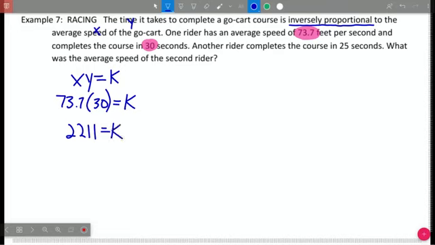Now, when we think about the context of that, if I take the speed times the time, that's going to give us the distance. So basically, this k value of 2,211 tells us that the go-kart course would be 2,211 feet long. So that's going to be the length of our course.